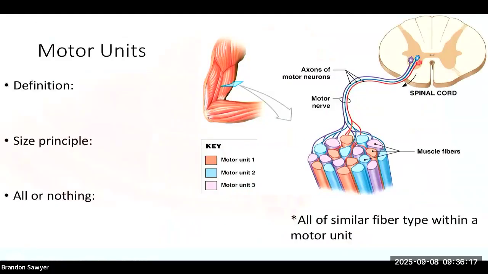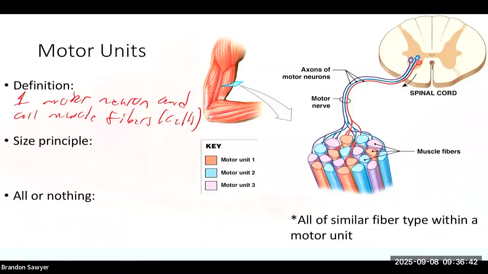Okay, one more thing related to skeletal muscle, and then we'll move on to cardiac and smooth muscle in the end here. So motor units. A motor unit is defined as one motor neuron and all of the muscle fibers or cells it innervates.